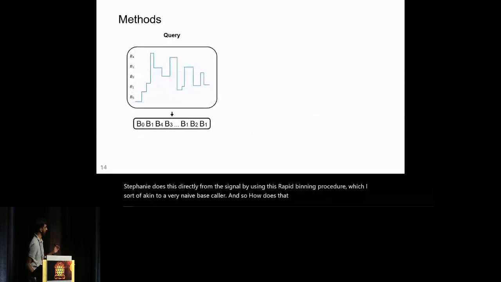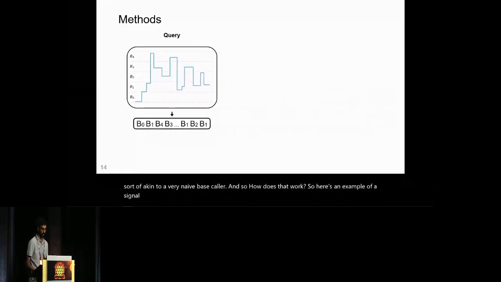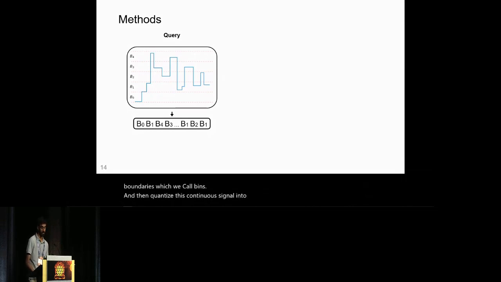So here's an example of a signal, and I've drawn it with the y-axis here being the picoamps, so the current, and we're measuring it over time. What we can do is draw these arbitrary boundaries, which we call bins, and then quantize this continuous signal into a sequence of these bin characters, and they're arbitrary. In this case, we've chosen 5 bins.